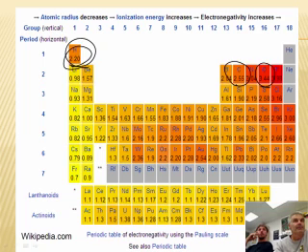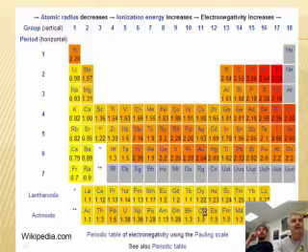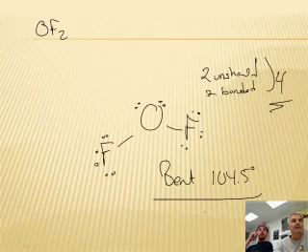And then the water, was it the previous one? Yeah, this is polar. Probably should just write that down. From here on out, we will.